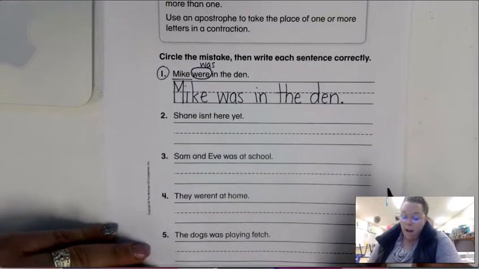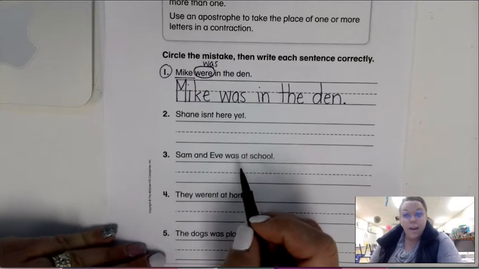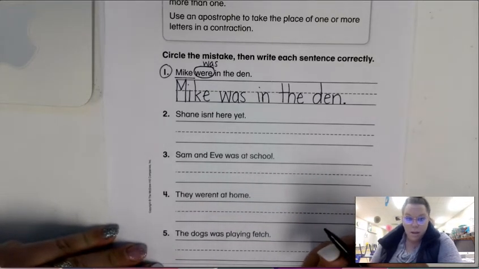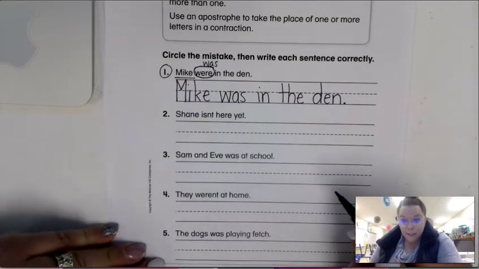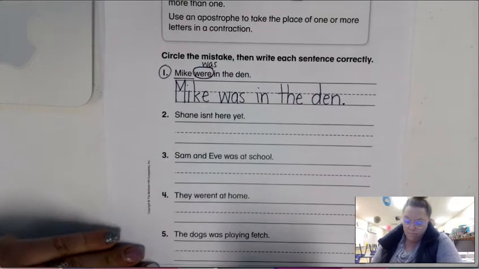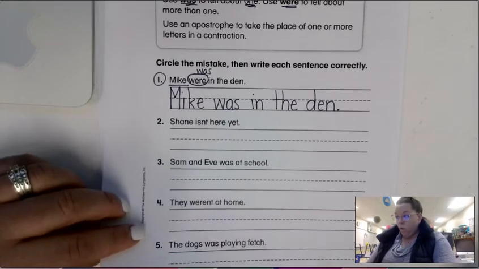Okay? Now, you're going to do the same thing for the rest of these sentences. I need you to find what's wrong. It could be a contraction. It could be was and were. Then you need to rewrite it correctly. Don't rewrite it the same way it was. Fix the mistake. Okay? So, that is what you need to do for that sheet.